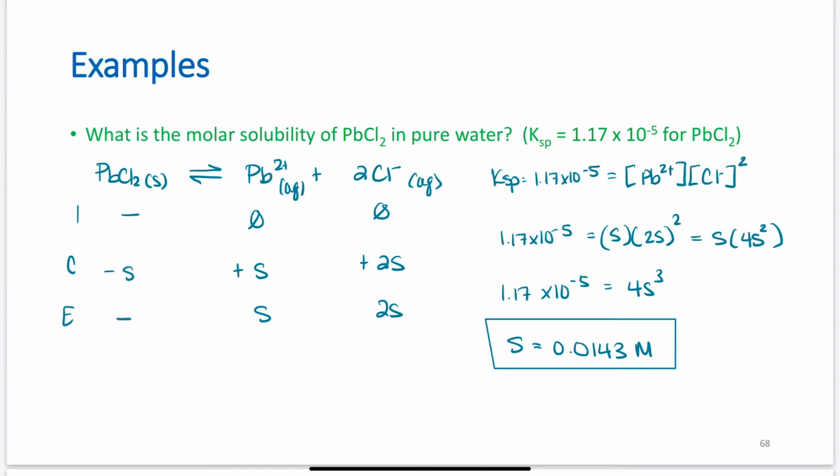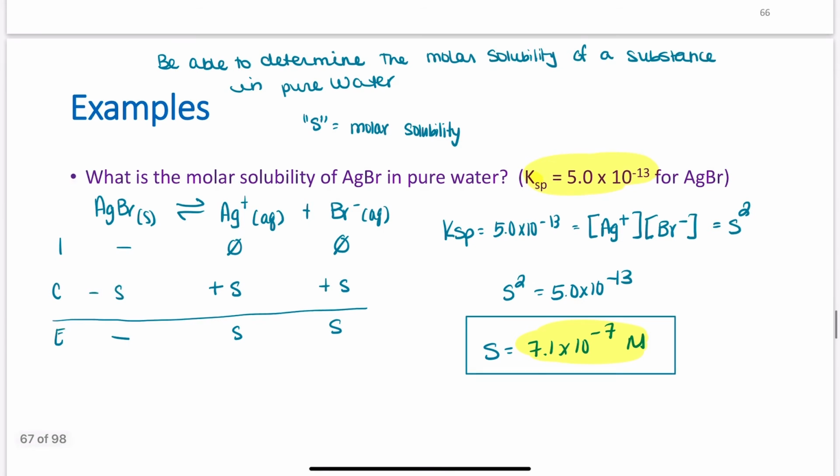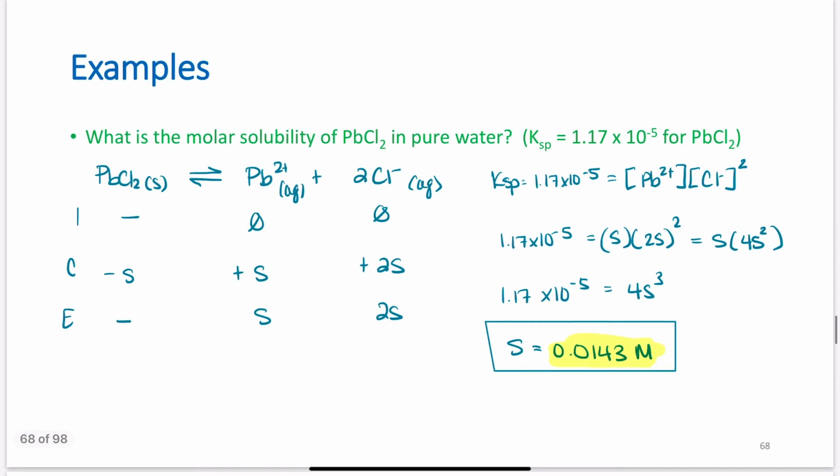One thing I want you to note here is the solubility here. Solubility here is actually kind of high. 0.0143 molar is actually soluble. The previous example, we saw it at 7.1 times 10 to the minus 7, much smaller. But look at your Ksp values. 5.0 times 10 to the minus 13 versus 1.17 times 10 to the minus 5. So that Ksp definitely correlates to how much is actually soluble, as it should, but it's just mathematically backing up what we already know.